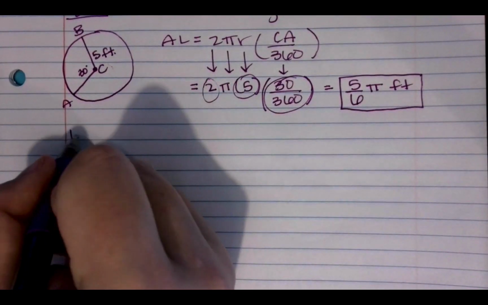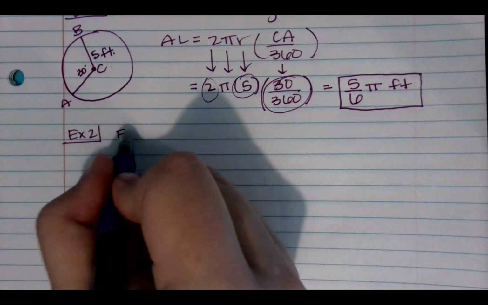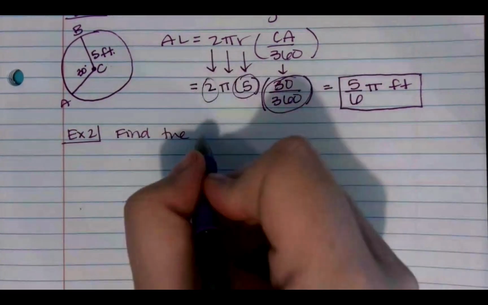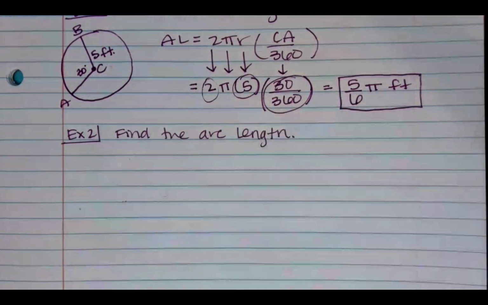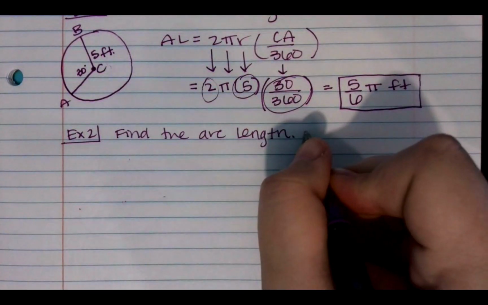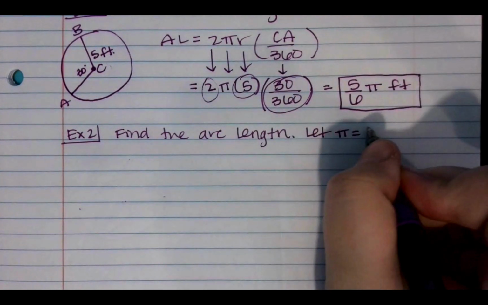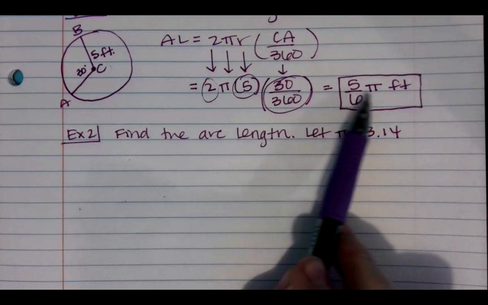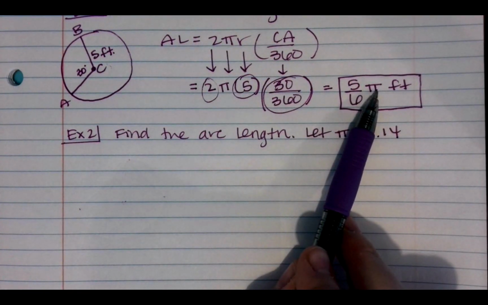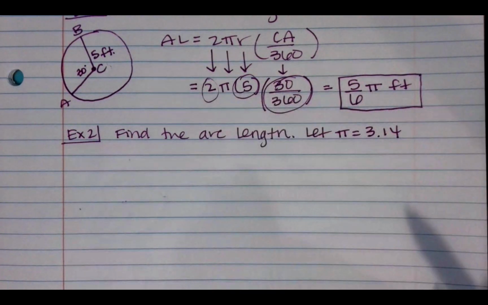Example 2. Again, we're just going to find the arc length. Let's go ahead and say let pi equal 3.14. So this means I'm going to get a decimal answer. I'm not going to get this guy. I won't have pi left in my answer. I'm going to turn this into 3.14, multiply these all together. It's easier to do on the calculator.